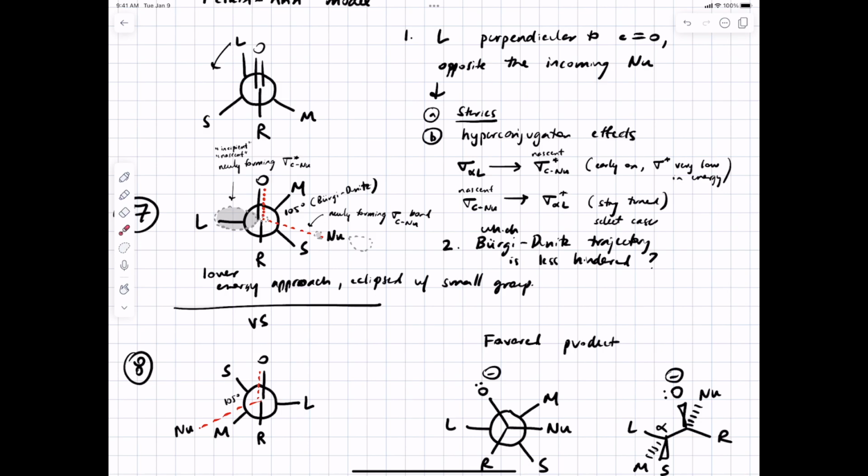Okay. Anyway, we talked about how the right orientation in general is to have the largest group on your stereo center.